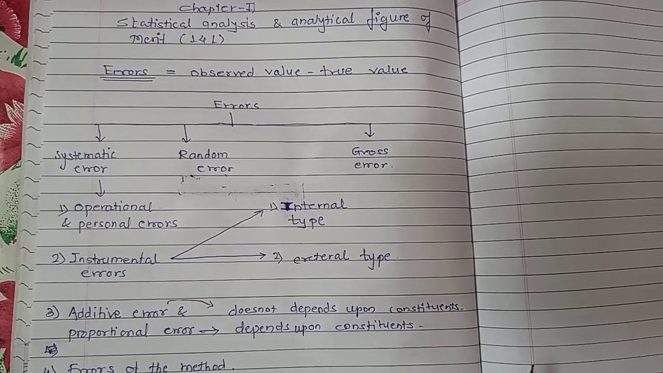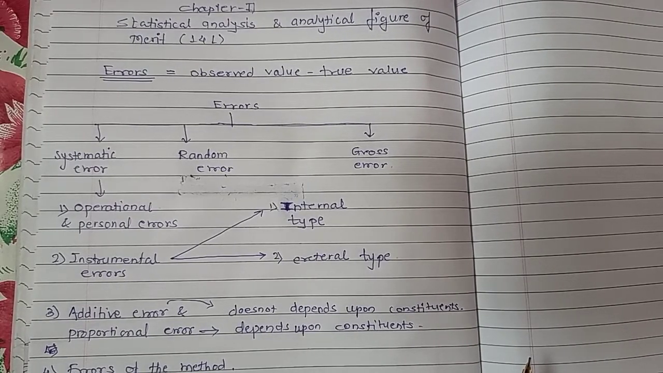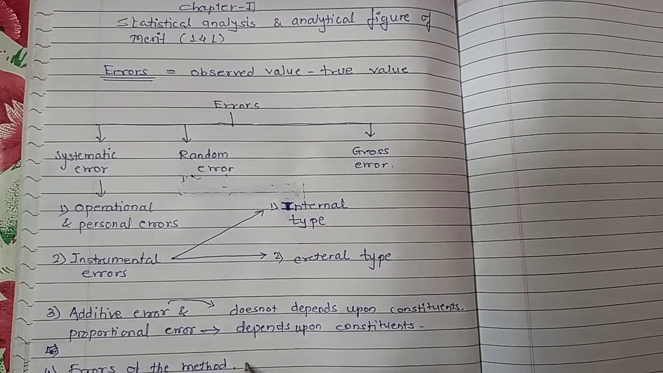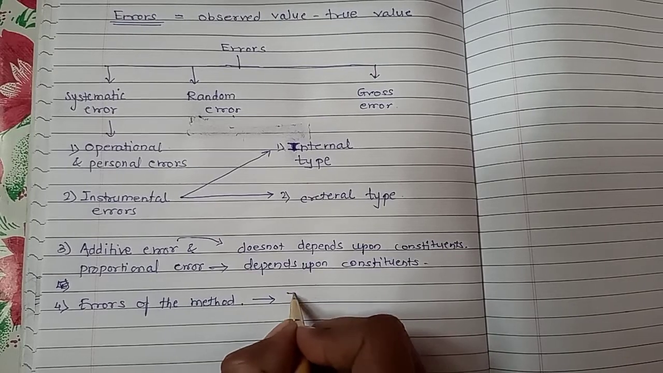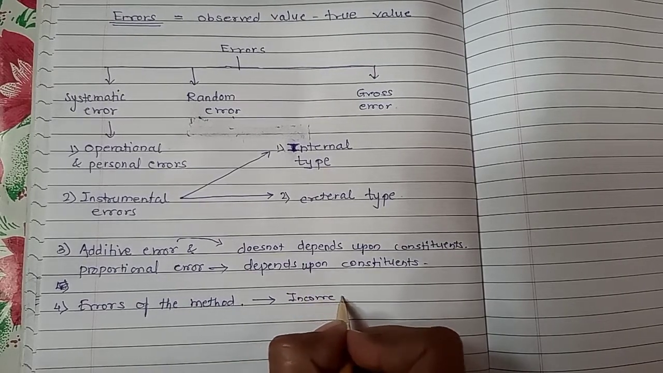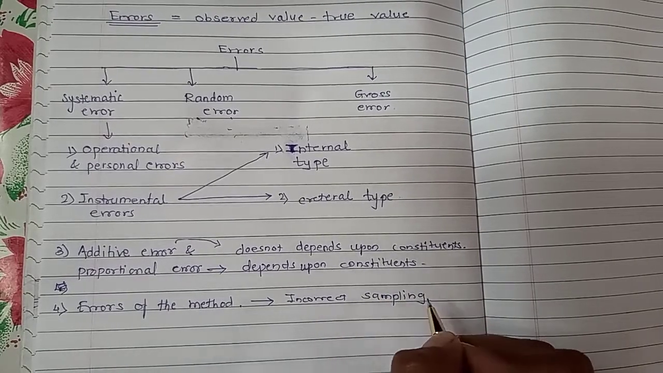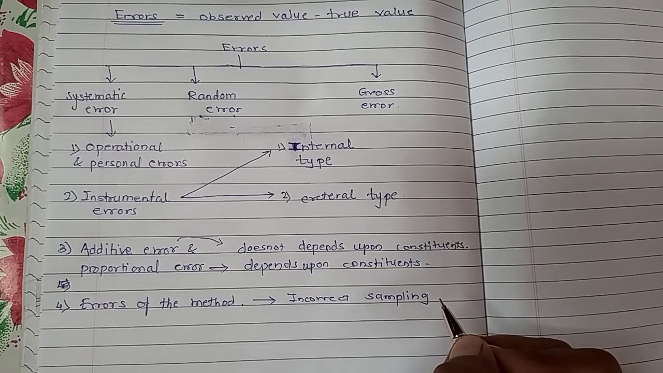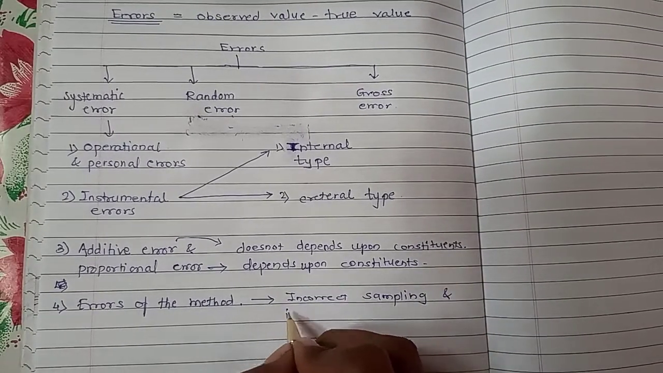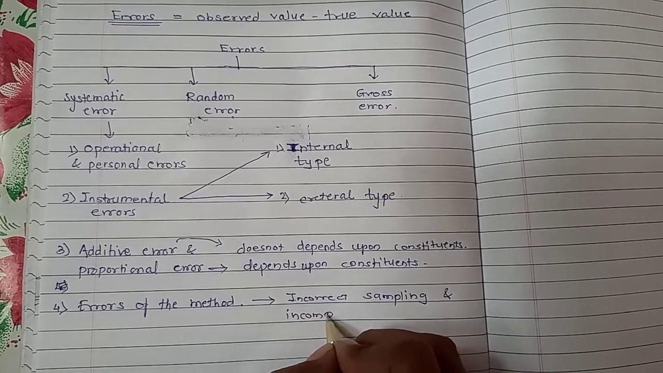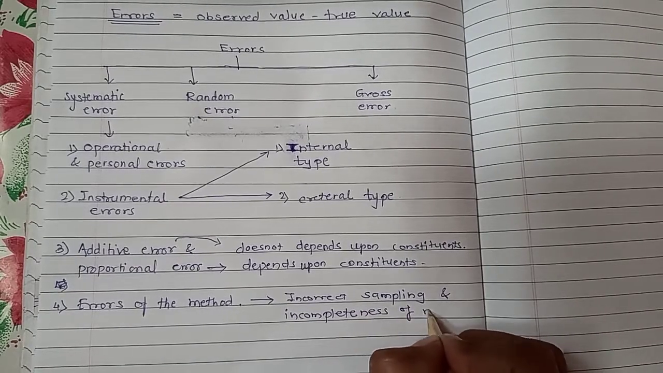And the last error is errors of the method. This error originates from incorrect sampling and from incomplete reaction, or incompleteness of reaction.